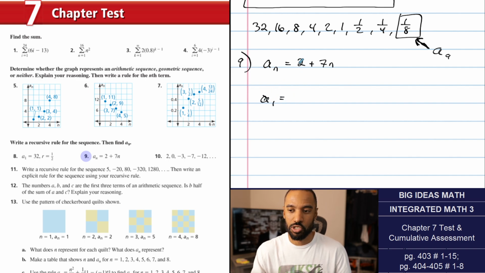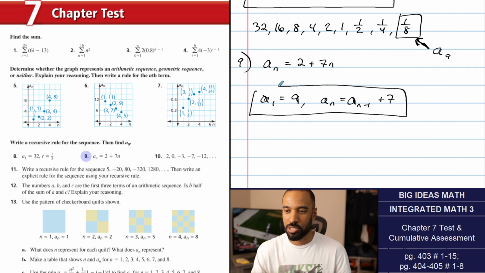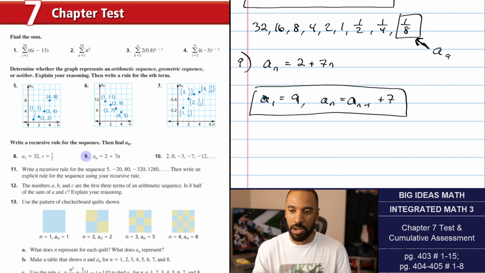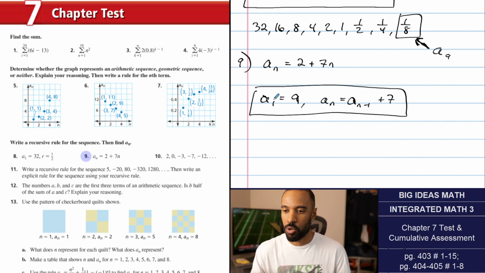A sub 1 is 2 plus 7 times 1, which is 9. And A sub n is taking your first term, or excuse me, the previous term, and adding 7 to it. 7's the common difference in this case. That plus 7n being multiplied by n means that's how many times you add to it over and over, which means it's an arithmetic sequence. So you're doing an adding of 7 as opposed to anything else.